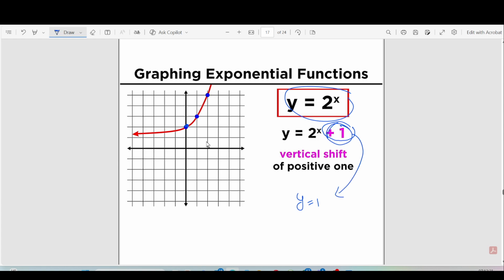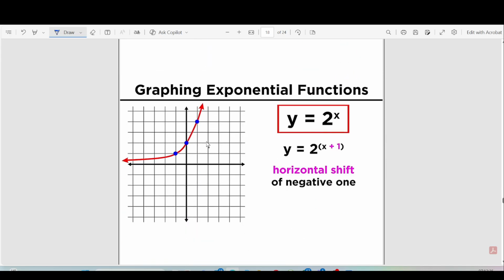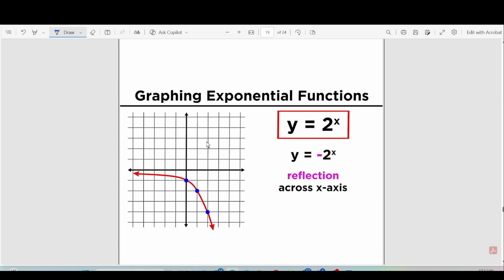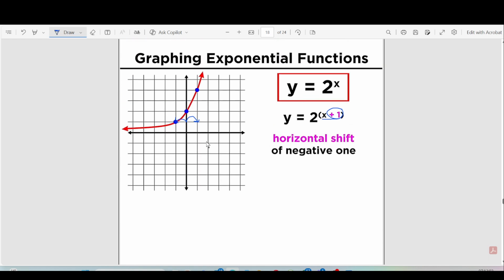Whatever is added to the main function sets the asymptote. Now if there is a plus in the exponent, like here x plus 1, then if it is positive 1, you shift left 1. If it is negative 1, we shift right 1 point. So that is a horizontal shift.